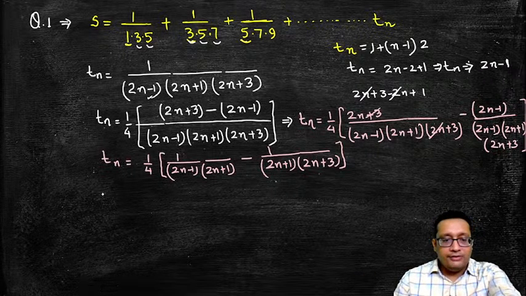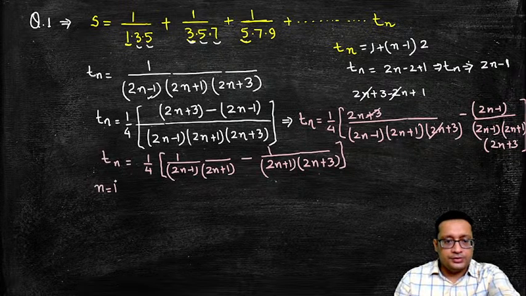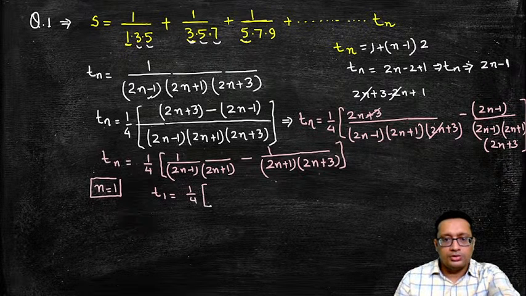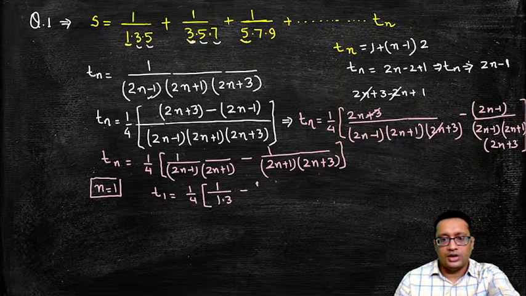Now I will place n is equal to 1. N is equal to 1, it means T1. T1 will be 1 by 4. I am placing 1, this becomes 1, this becomes 3. I am placing here 1, this becomes 3, this will become 5.